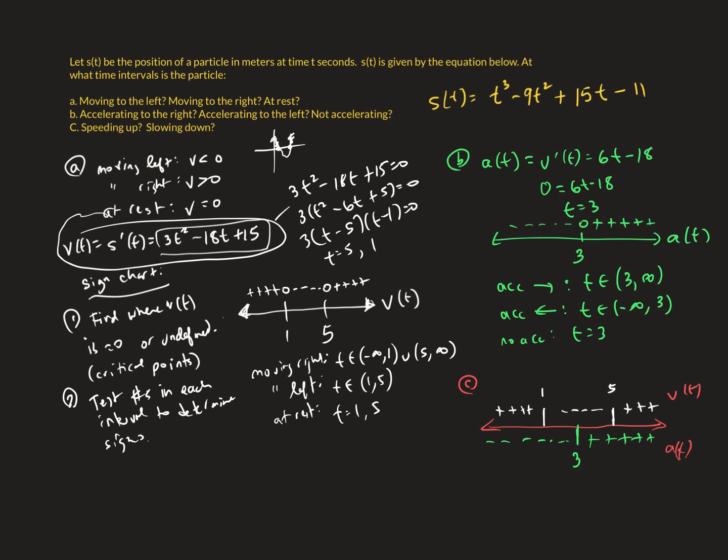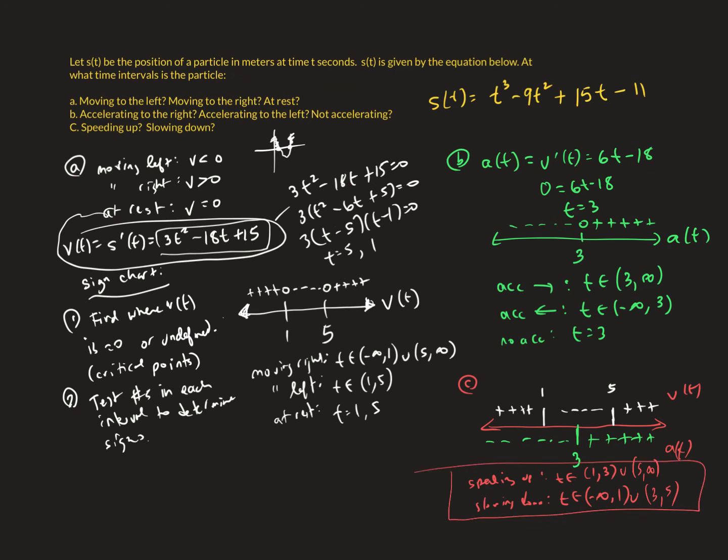So if I wanted to answer this question, I want to write speeding up and slowing down. I'm going to write t as an element of. And now I'm just going to read this number line from left to right. So when it's less than 1, velocity is positive, acceleration is negative, so it's slowing down. From 1 to 3, they're both negative, so it's speeding up. From 3 to 5, opposite signs, so it's slowing down. And bigger than 5, they're both positive, so it's speeding up.